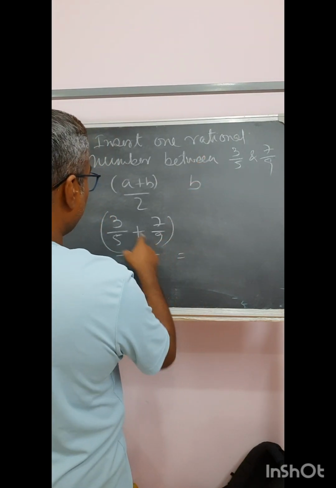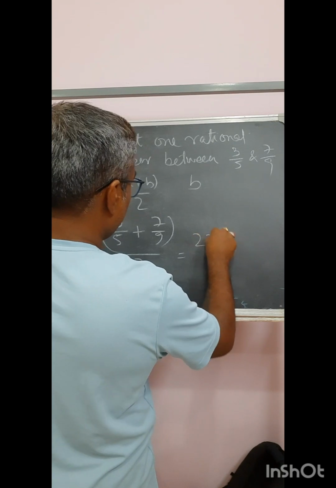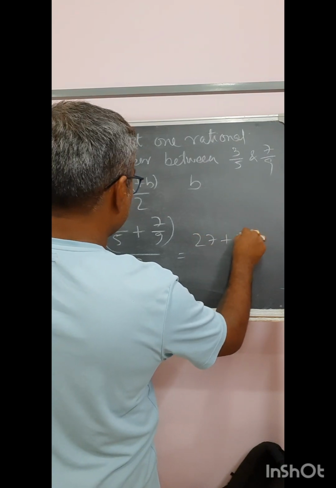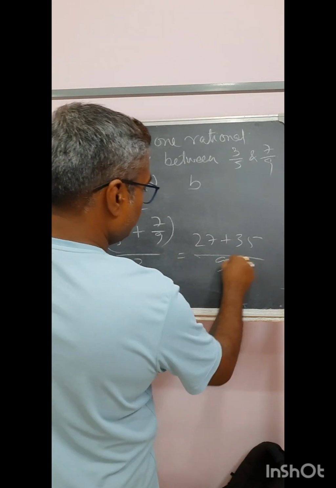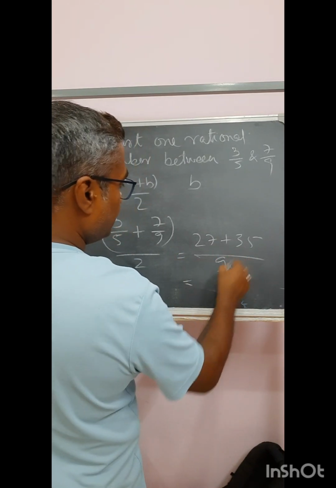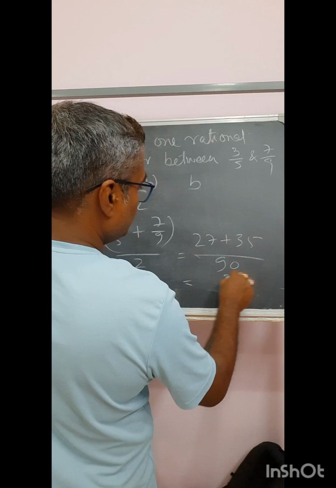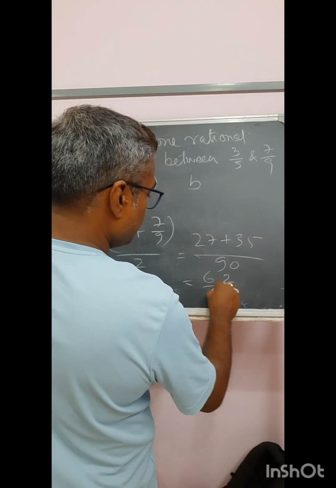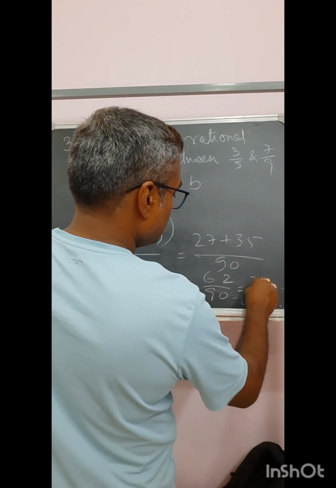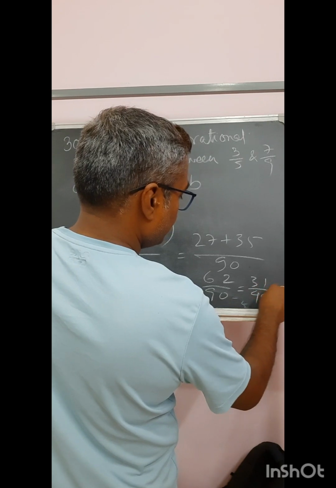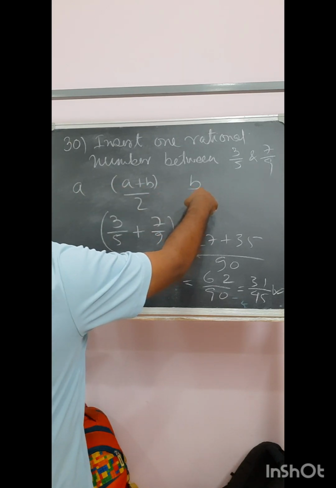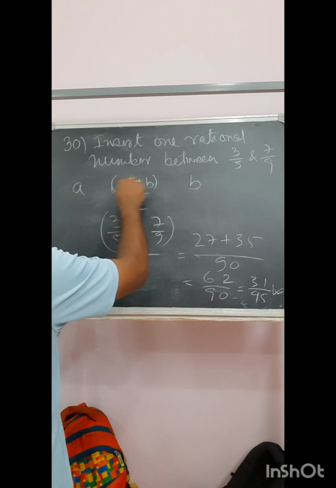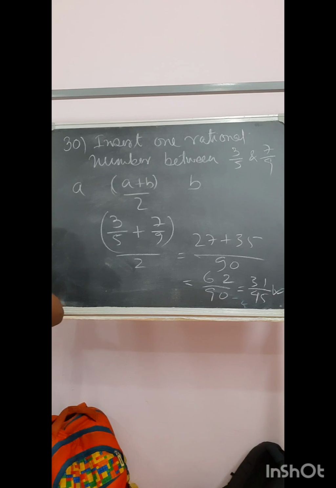So that will be 27 plus 35 here, 49, 90 will be there. So if I add it, it will be 62 by 90. If I reduce it, I will get 31 by 45. So this will be the answer. So this is the theorem. If there are any two rational numbers, this will definitely be one of the rational numbers in between.